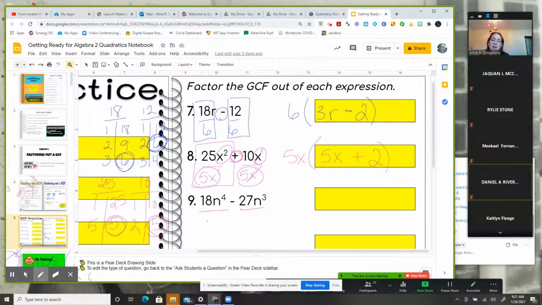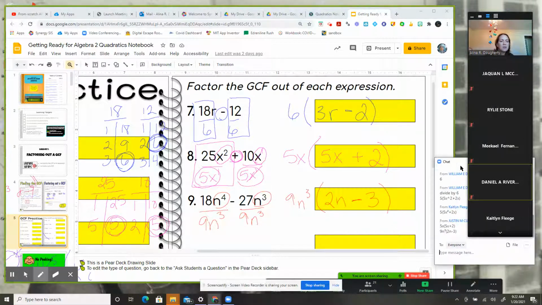So we can take out a 9. And our smallest variable exponent is n cubed. So 9n cubed is what we're going to undistribute. It's what we're going to divide by. 18 divided by 9 is 2, and n to the 4th divided by n to the 3rd is n, because 4 minus 3 is 1. Keep that minus sign, and then 27 divided by 9 is 3, and that's that. And Justin, I think that is exactly what you put in the chat. Sweet.